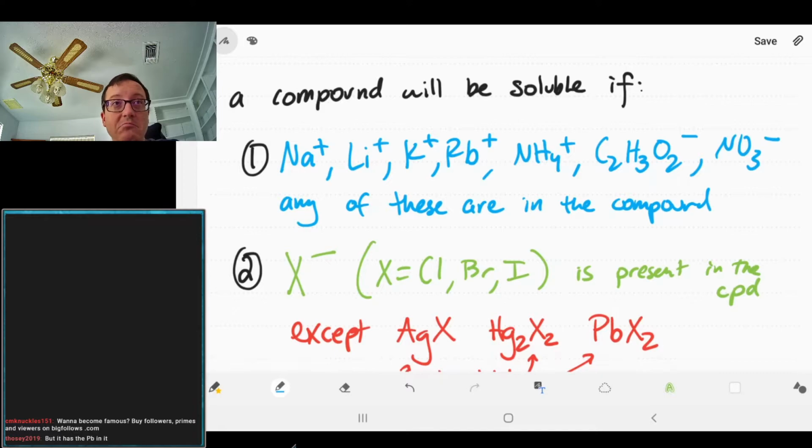Silver nitrate, silver acetate, doesn't matter, calcium acetate. Anything that has any of these in number 1, it does not matter what the rest of your molecule is. So a compound will be soluble if any of those ions are in the compound. That's the end of it. No more discussion. Anything that's got one of these, always soluble. Always, always, always. Okay?